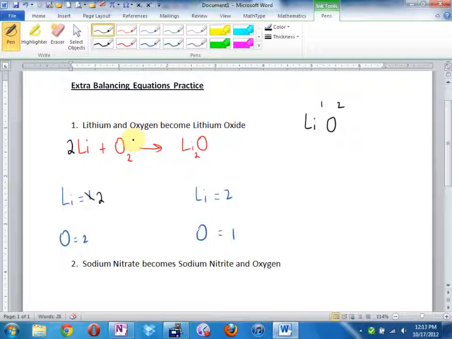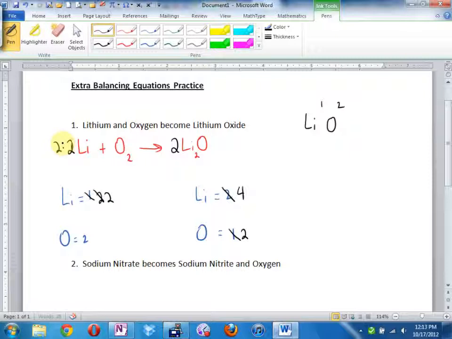Yep. What about my oxygens? Okay, let's balance those. How can I balance those? Put a 2 right here. Now, that's going to give me 2 oxygens, but what else is that going to do? It's going to give me 4 lithiums because it was an Li2 and I put a 2 in front of it. Are we balanced? Not yet. How can I balance this now? Put another 2 right there, but instead of writing 2 times 2, what would I write instead?